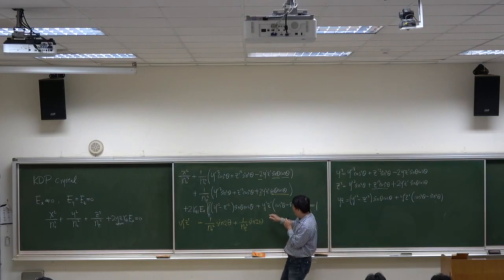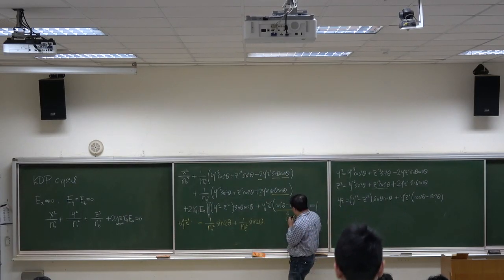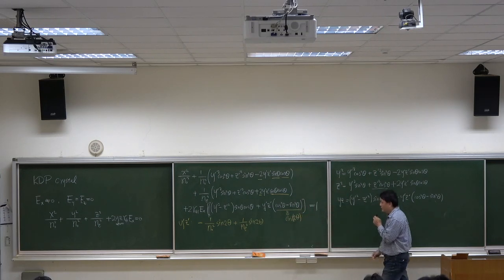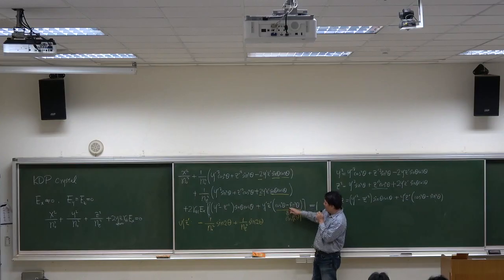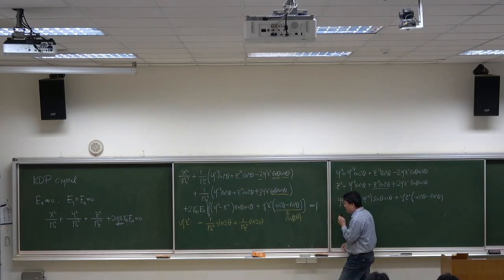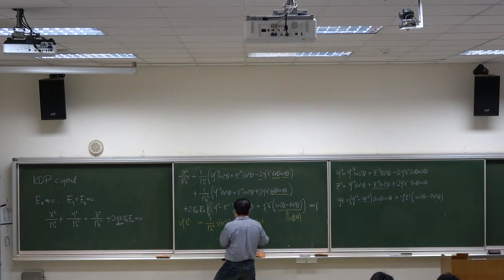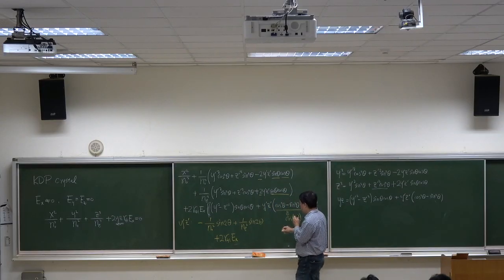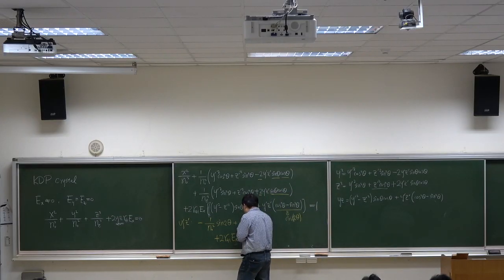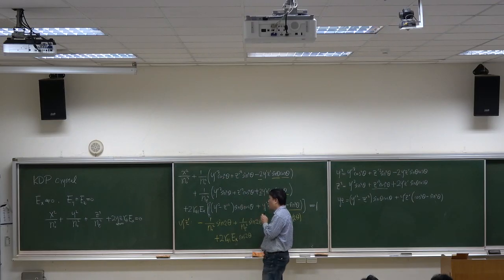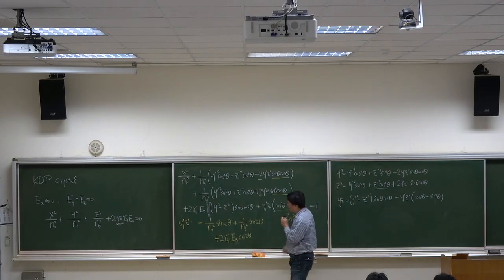And here, this is just cosine 2 theta. Cosine 2 theta is equal to cosine square minus sine square. Cosine square theta minus sine square theta is equal to cosine 2 theta. So we have 2 r41 Ex times cosine 2 theta. Okay?